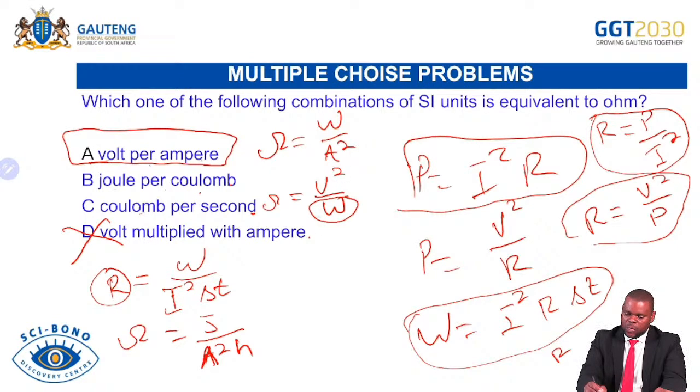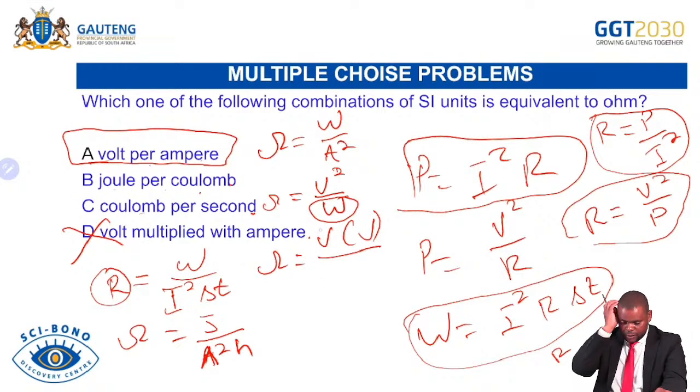If we say V into V, D divided by what? This is V squared again. V multiplied by V is V squared. Then we say what?